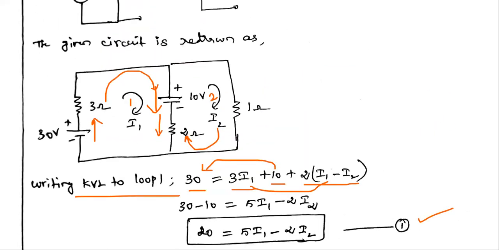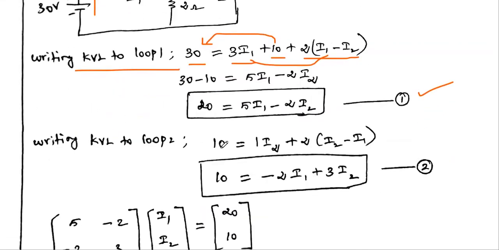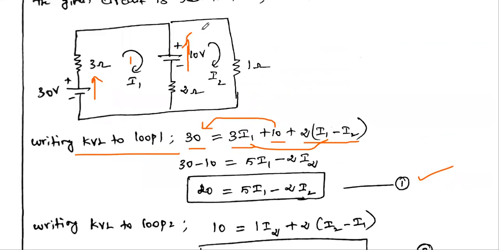Similarly, we have to write Kirchhoff's voltage law for the second loop. Okay, so you see, this is the second loop. For the second loop, we are starting here. The battery minus to plus. So minus to plus means it is a voltage rise. Okay, so 10 equal to, when we are coming here, the 1 ohm resistor, the current flowing through this 1 ohm resistor is I2. So the drop is 1 into I2.